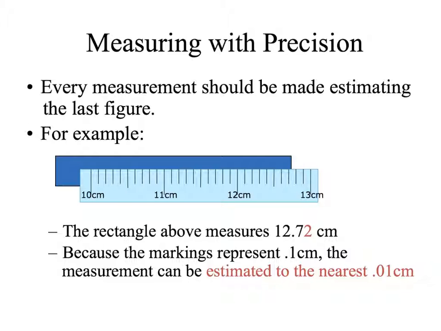Now, this darker blue shape goes past 12.7 centimeters, but it's not quite 12.8, so we have to estimate that in between. So we're estimating that it's 12.72 centimeters, and that's where this number right here is coming from.